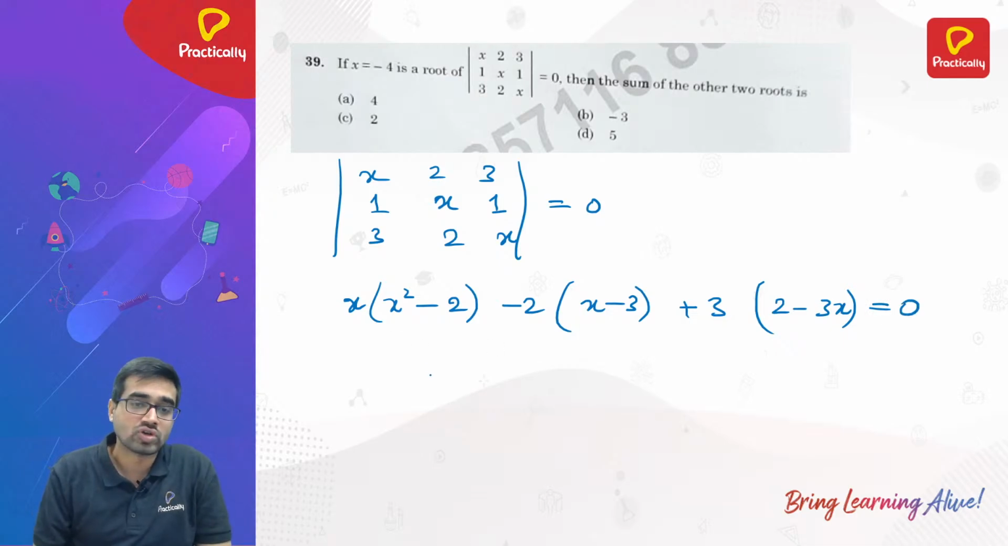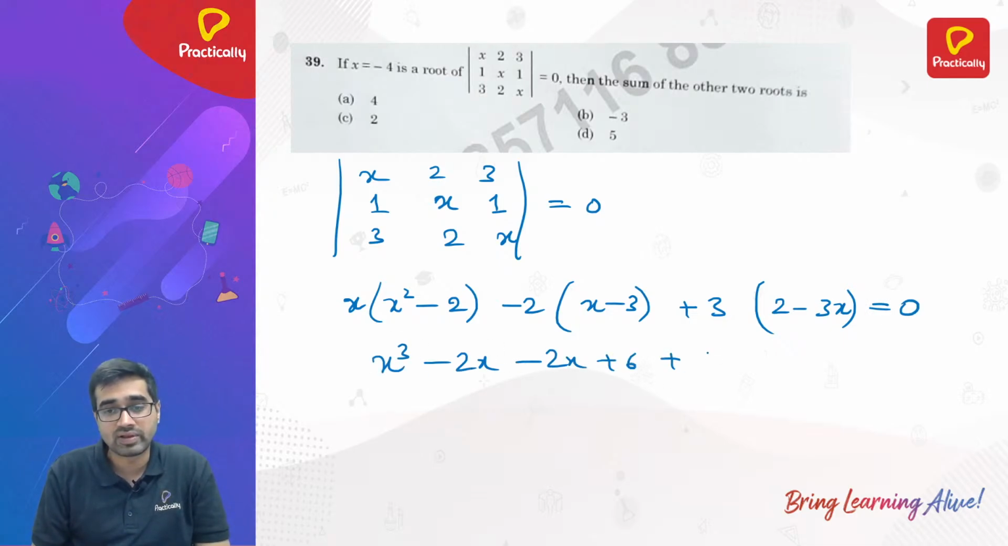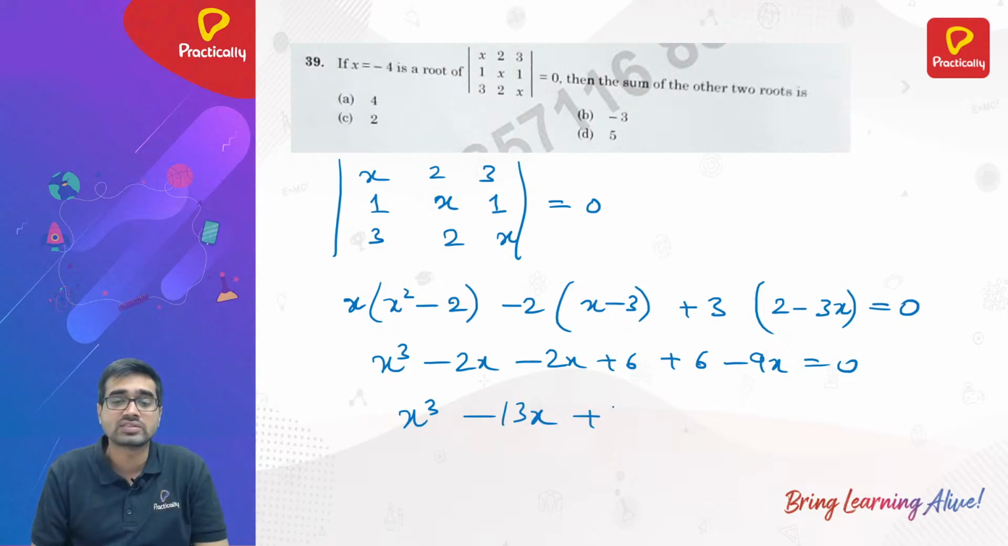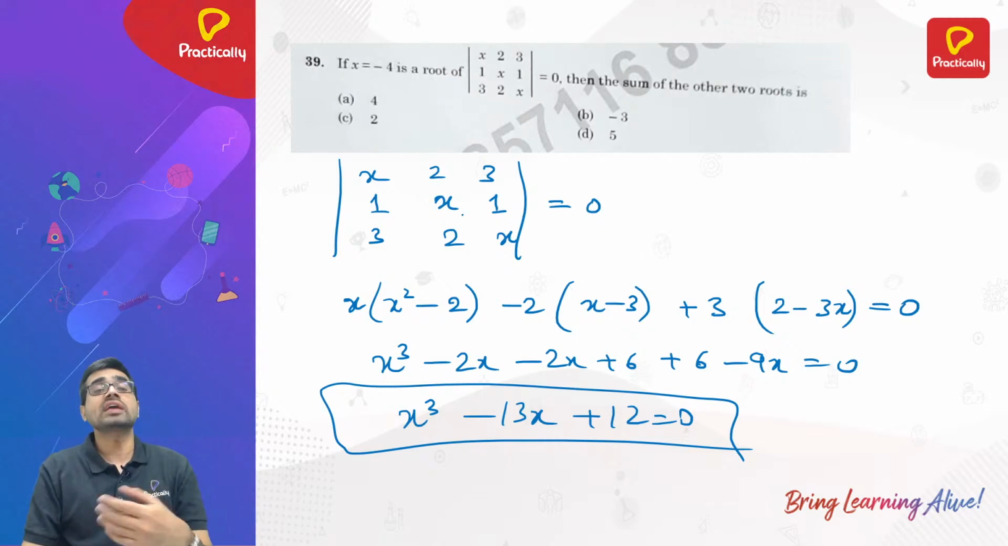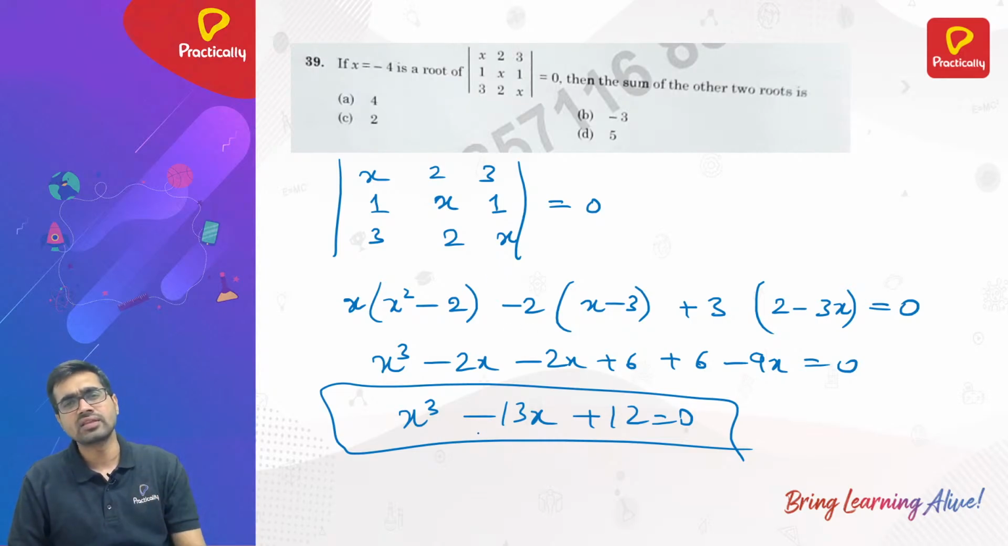And put it to 0. Solve x cube minus 2x plus 6 minus 9x equal to 0. Now you solve x cube minus 13x plus 12 equal to 0. They are saying that this function, find the other two roots. This is class 10th now.